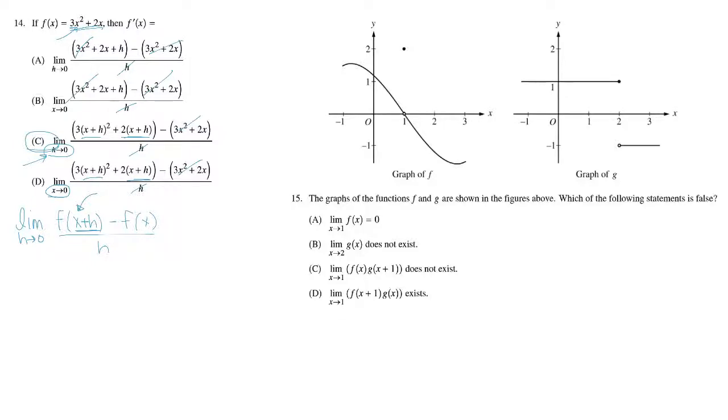Right, over on the next, we're looking for which of the following statements is false. So let's see, what could we do? Let's see, the first one, 15a. The limit as x approaches 1 of our function, and they're saying that equals 0. Right here is the graph of f of x, so that one's actually true. And let's see, the limit as x approaches 2 does not exist for g. That's also true. Now let's look at these transformations here.